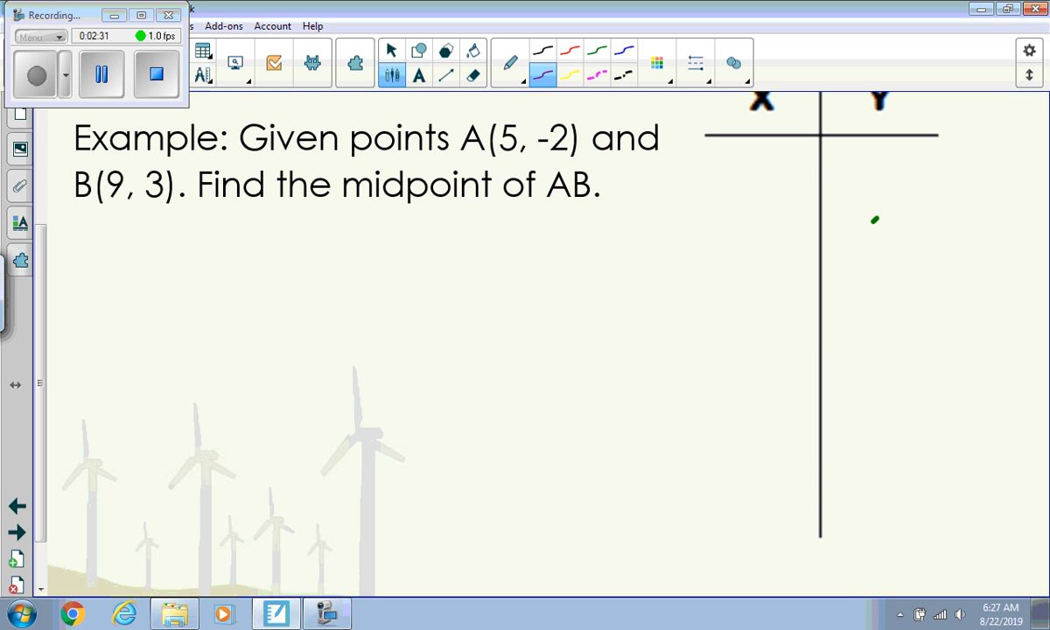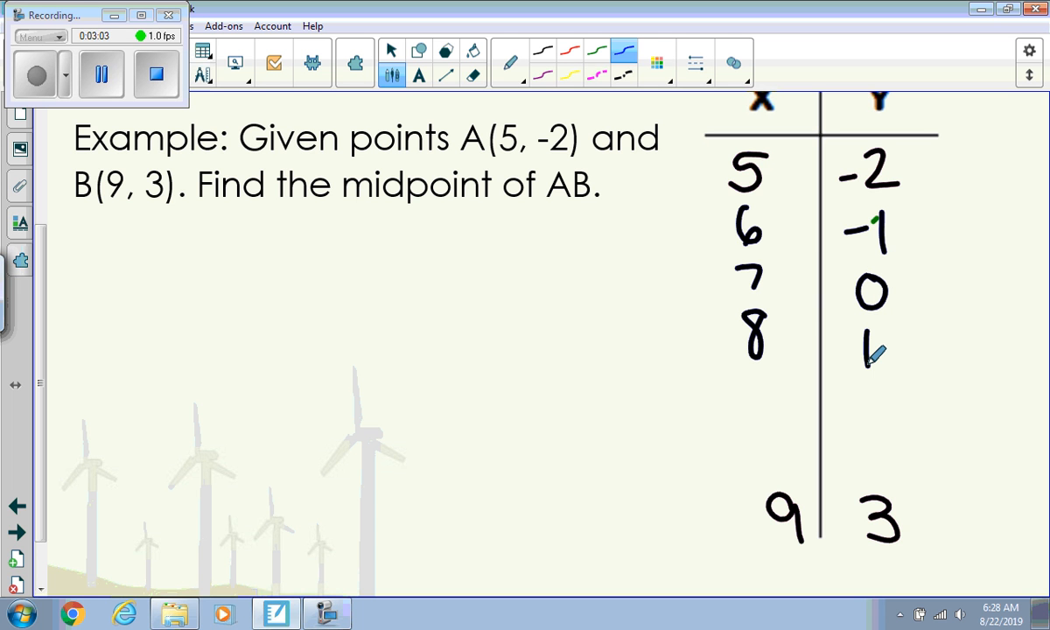So we've got 5, -2 in the top, and you take the other point that you have, 9, 3, and put it at the bottom. And then you're going to fill in the space in between by counting. So 5 to 9, we're going to go 6, 7, 8, and then we're at 9. And then from -2 to 3, we go -1, 0, 1, 2, and then we're at 3.